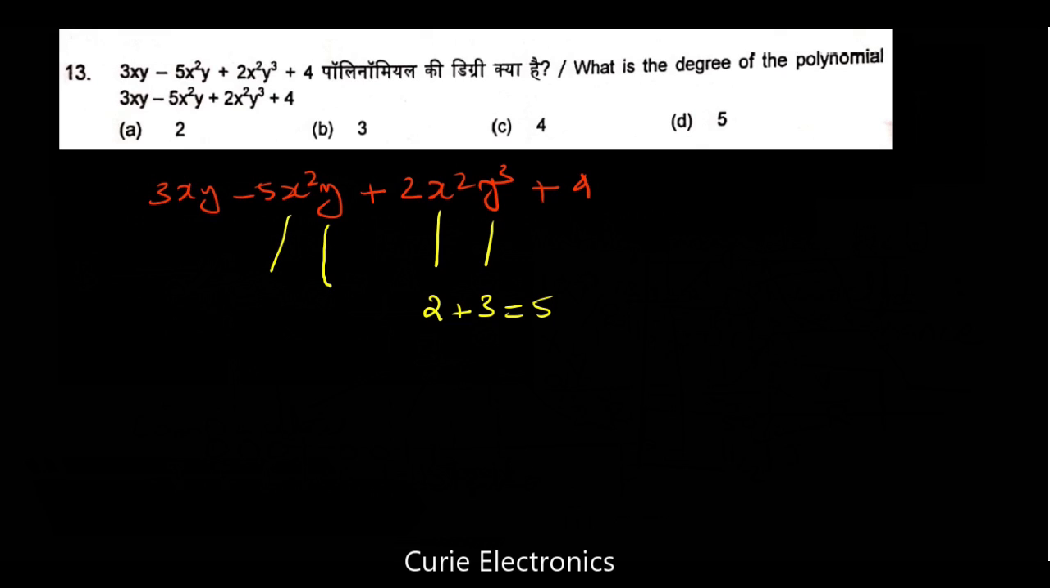Similarly, here the exponent of x is 2, plus y is 1, so it is 3. Here it is 1, 1, so it is 2. So the degree of the polynomial is the sum of exponents of the variables. So highest, what is the degree? Here the highest value we have to take. So it is 5. 5 is the degree of this polynomial. Option D is the right answer.